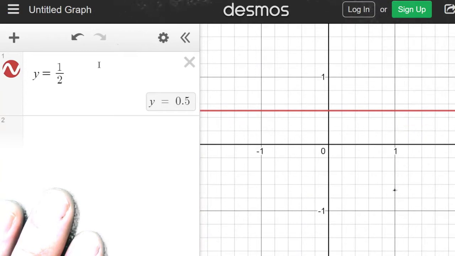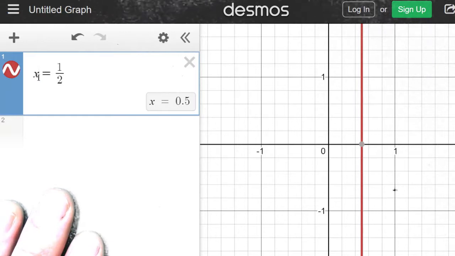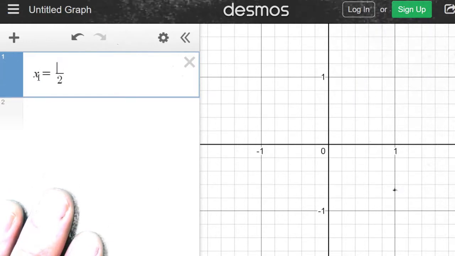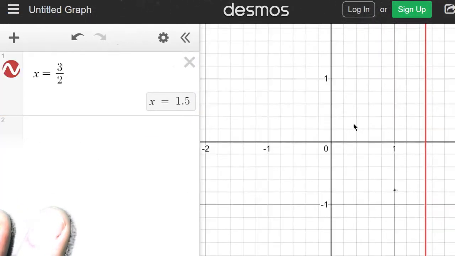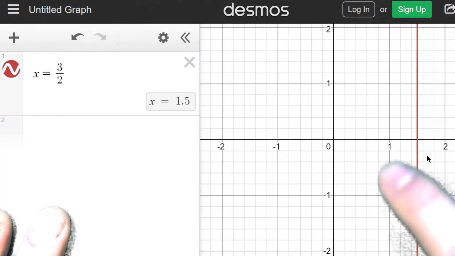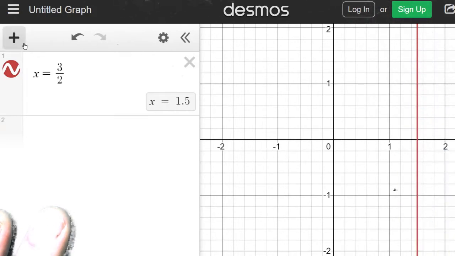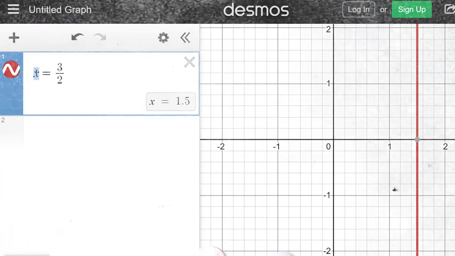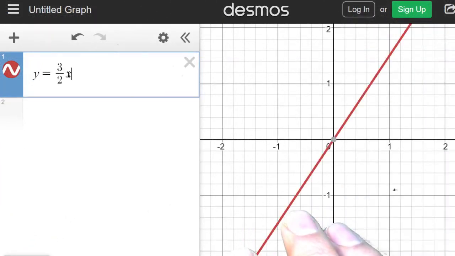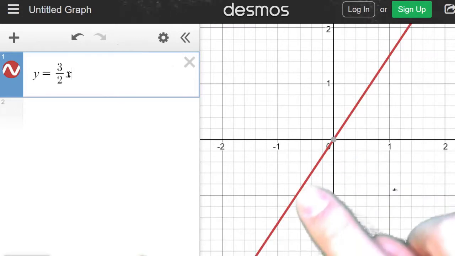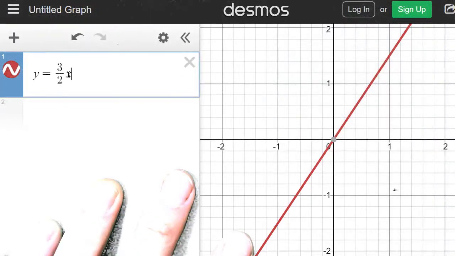And if I look at something like x equals, let's do something a little bit different, let's do 3/2. What I'm getting here is all the points whose x-coordinate is 3/2. So it's this vertical line here, right? And of course we can look at other equations like y equals 3/2 x, right? We get a line with slope 3/2 going through the origin. Okay, so we're used to this. We know this very well.